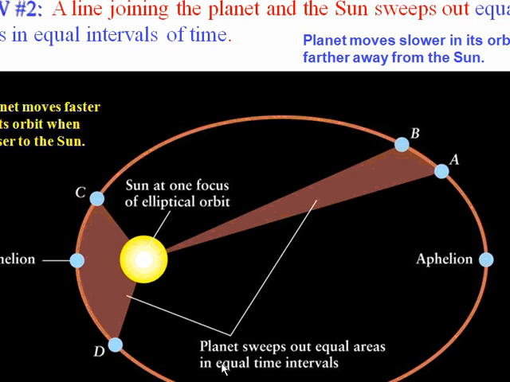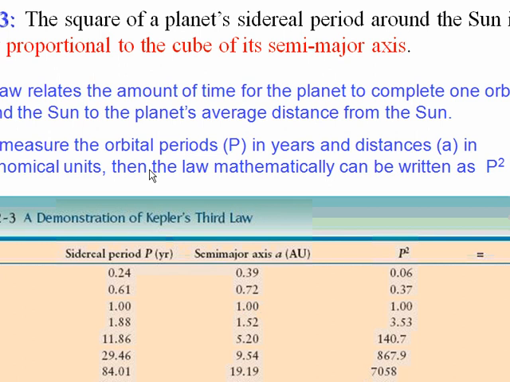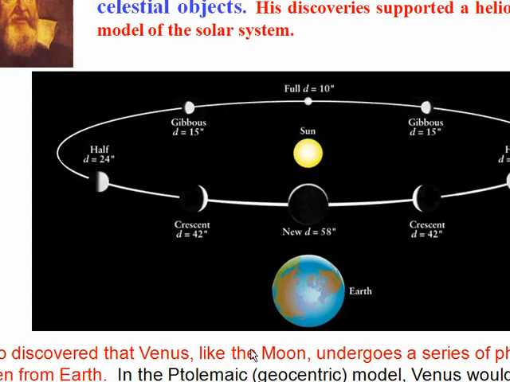That's what he found. The third law, the square of a planet's sidereal period around the sun is directly proportional to the cube of its semi-major axis. And these all come from those data. After observing and simulating the data of his teacher, Tycho Brahe, he was able to find these kinds of rules in the planets.